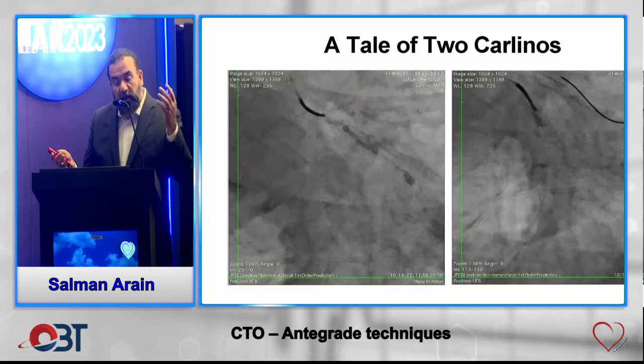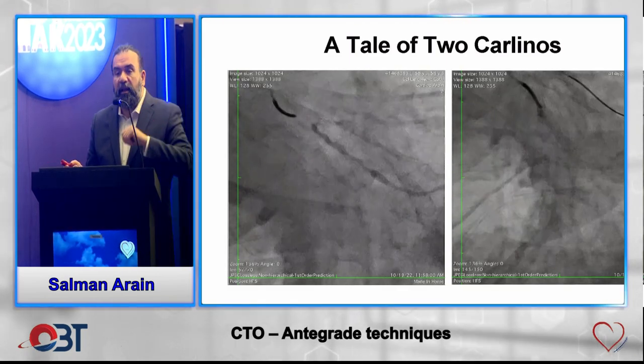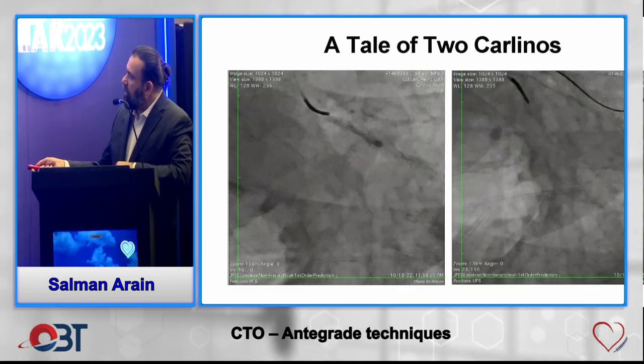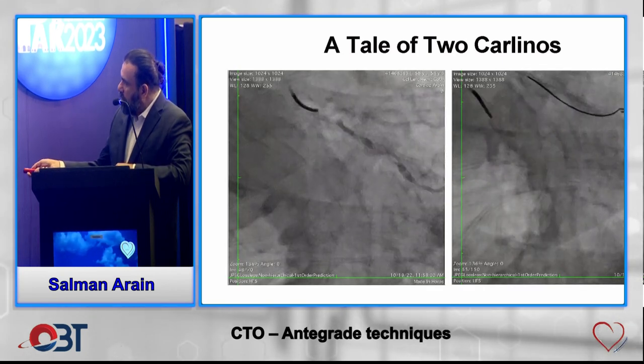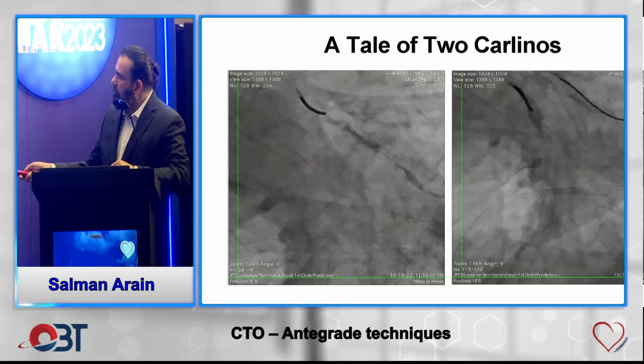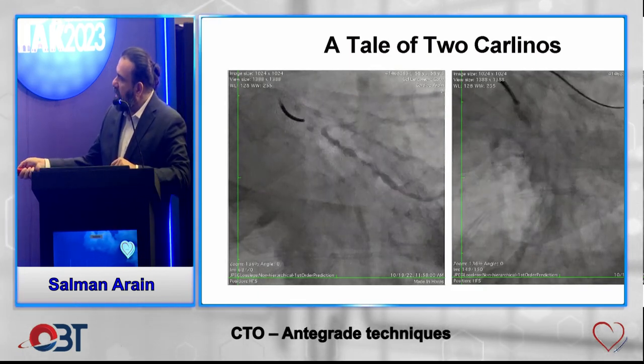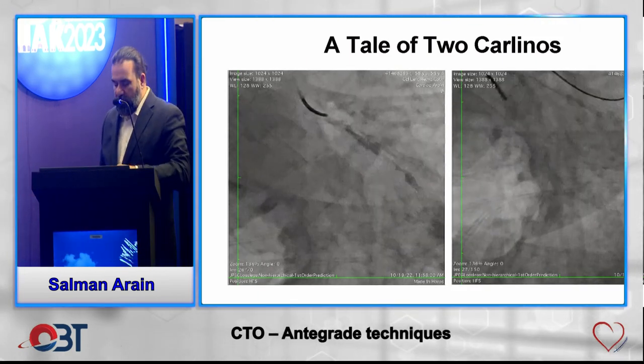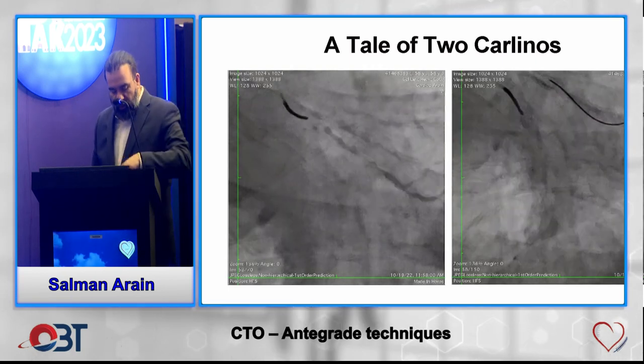Now, this is one of my earlier cases. We used a knuckle wire. What I do now is use a wire, but I don't knuckle it. I try to position it right where the branch is coming off and see if I can make a direct connection. And again, you would have thought that the knuckle would go into the side branch, but the knuckle went into the straight CTO. Okay.